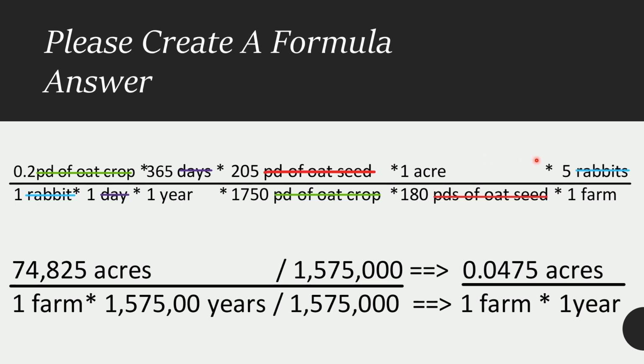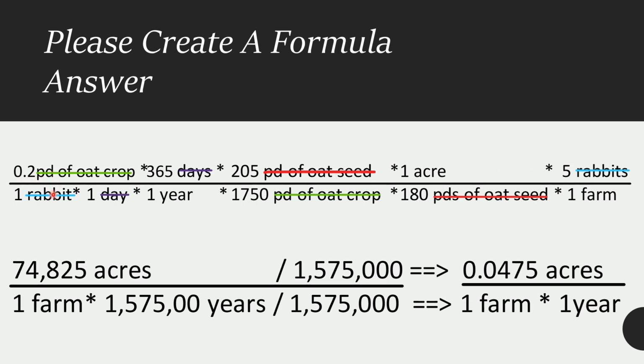to plant per rabbit. And then what's going to happen is I have 5 rabbits on my farm, so I'm going to have rabbits above and below my fraction line, right? And so this is telling you where to set up. You're not wondering, do I put rabbits up top or down bottom? No, this tells you, hey, look, you want to put rabbits up top. Why? Because they're going to cancel, right?